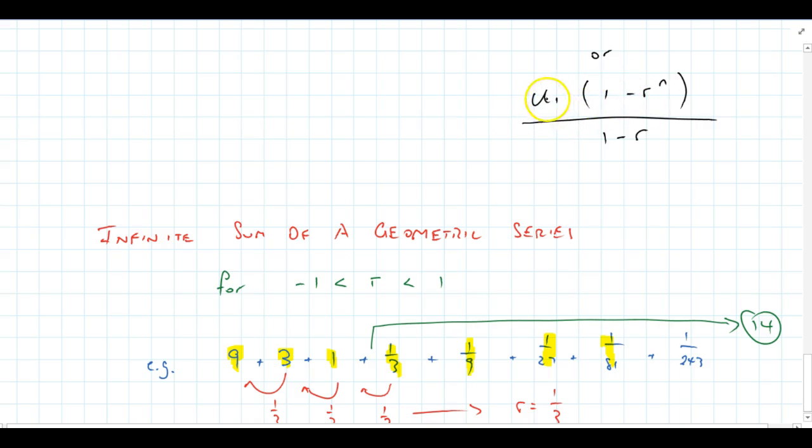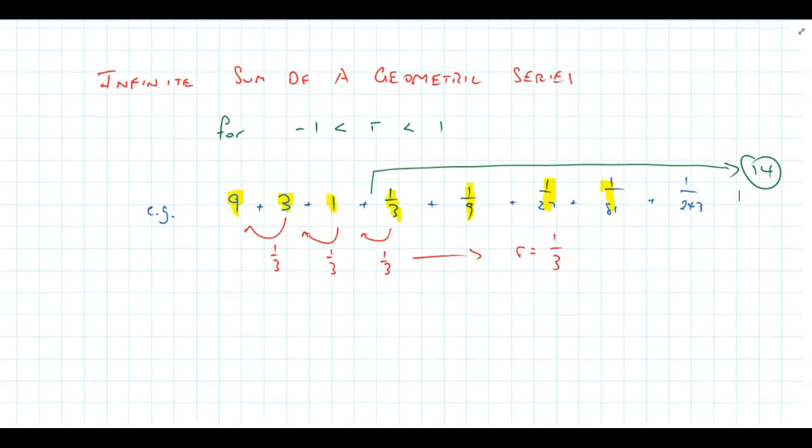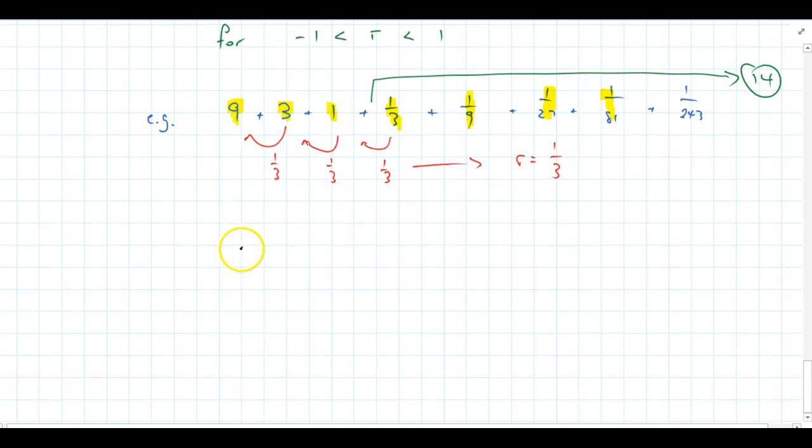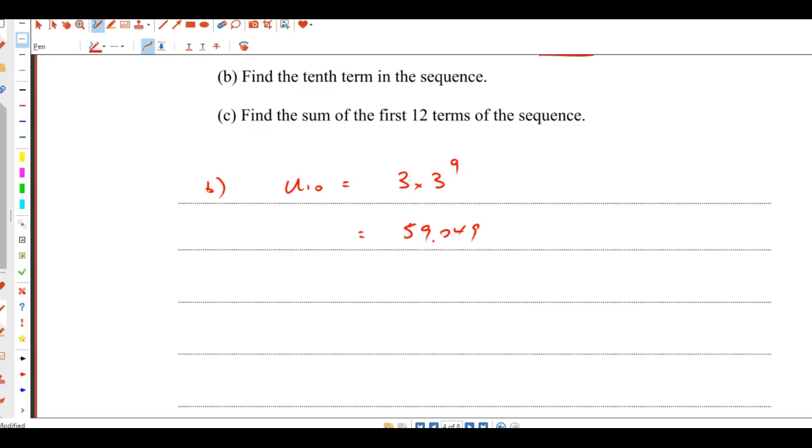So we end up with a formula. It's just the first term, u1 over 1 minus r. So we call that the infinite sum. We look at it like this: S to infinity equals u1 over 1 minus r. That's a nice one, but we've just got to make sure we're only using it for values of r between -1 and 1. Okay, let's go and have a look at some questions that we can do now.